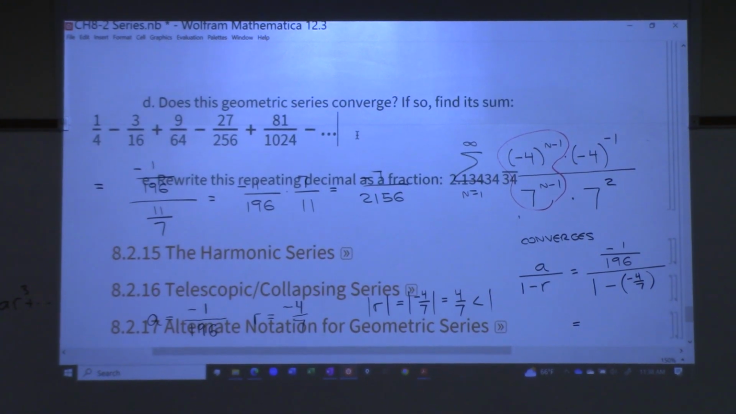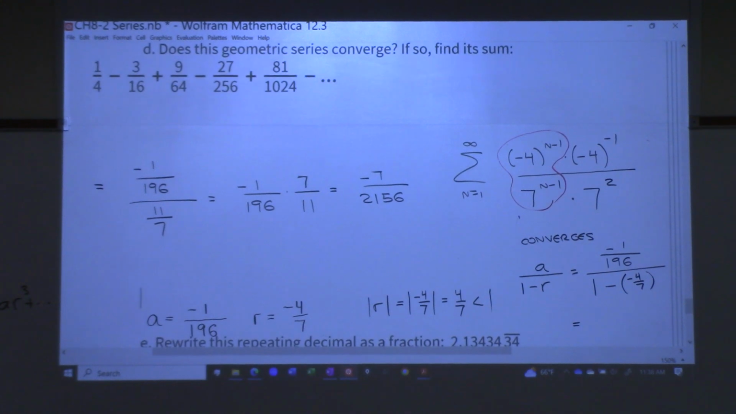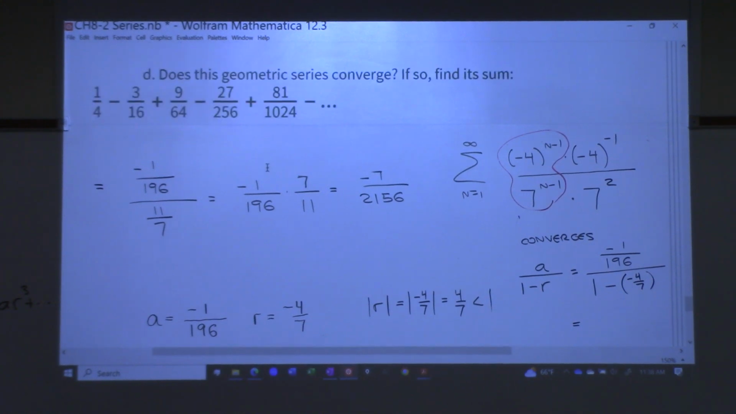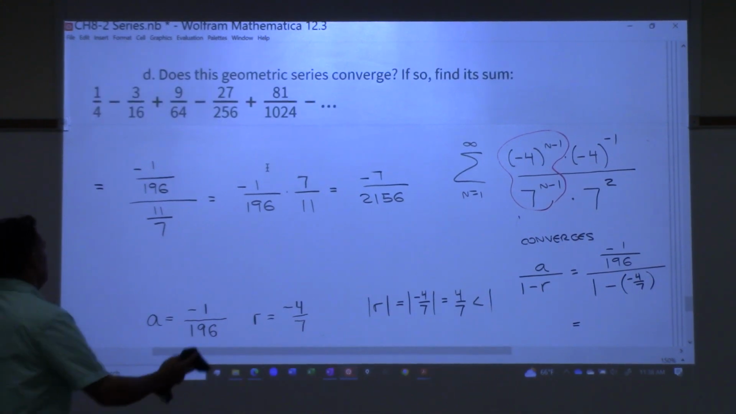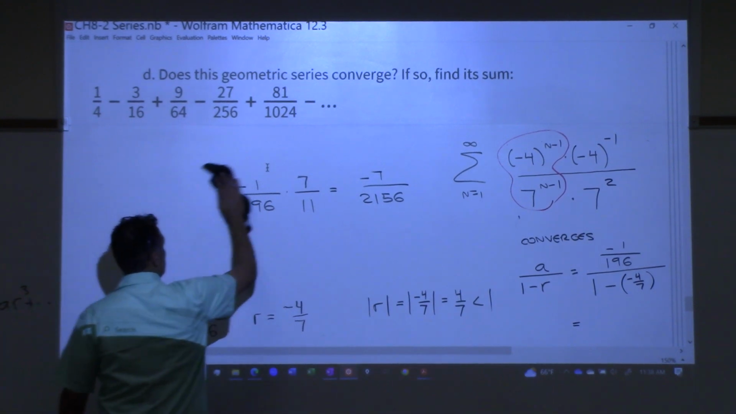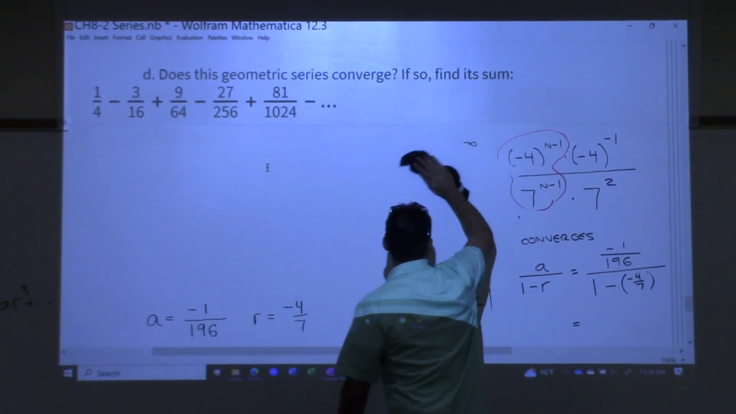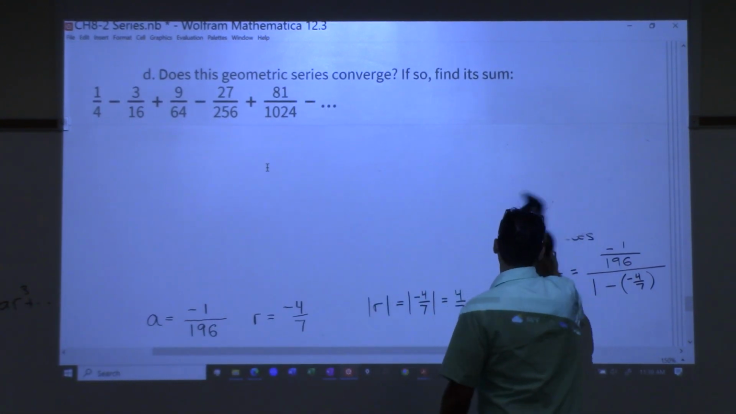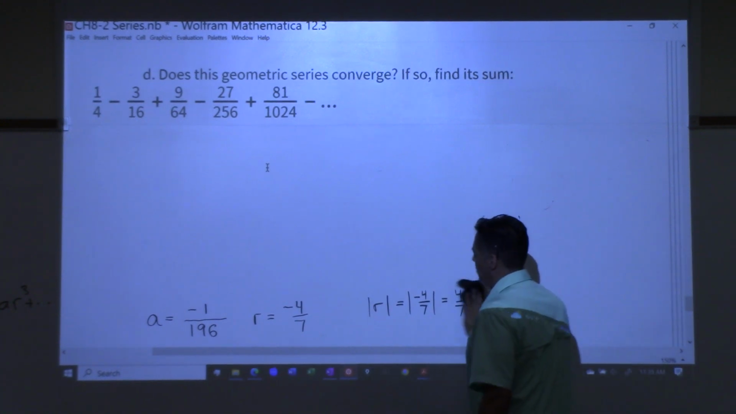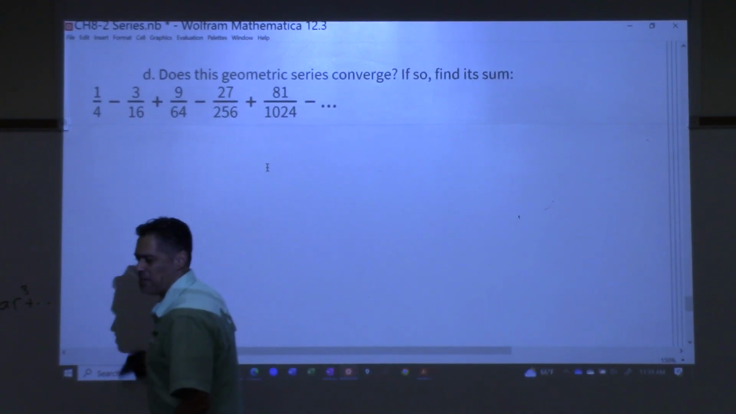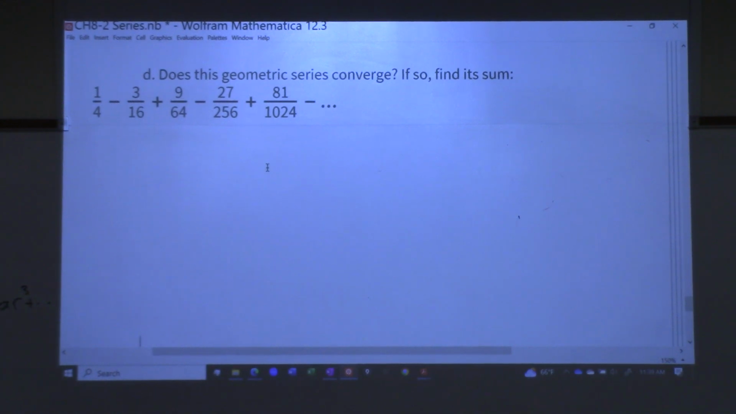Now, for this example, I don't give you the formula. I actually give you the series written out as a sum. And you have to come up with a formula, and then you have to show it's geometric. Then you have to determine if it converges or diverges. So this is the type of problem that I really expect you can do. That all was just to make sure we got the mechanics of it down.